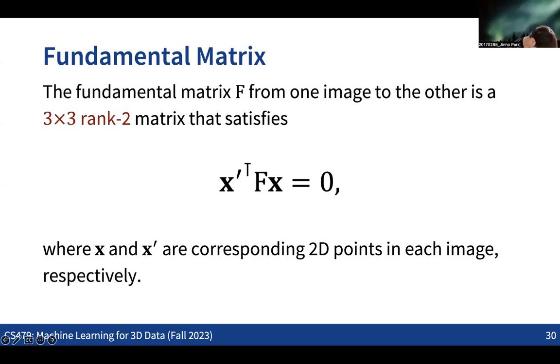Is it clear? And why do we consider this fundamental matrix? This fundamental matrix has a lot of interesting properties. So for any point x in one view, if we compute Fx, what do we get? Can you see? Question: if we have any point x in one image and we compute Fx, what will this Fx be?